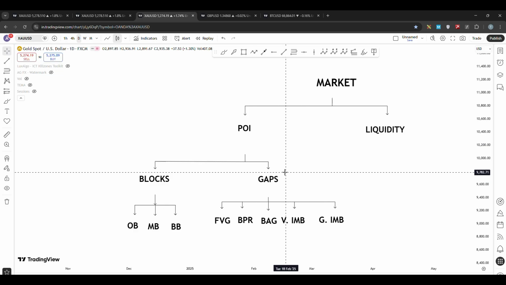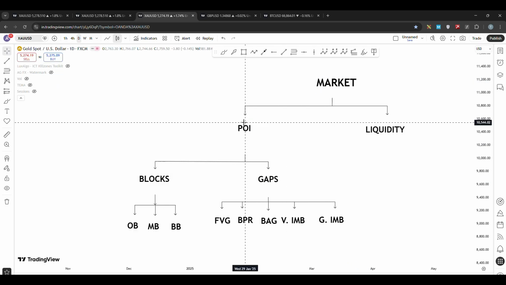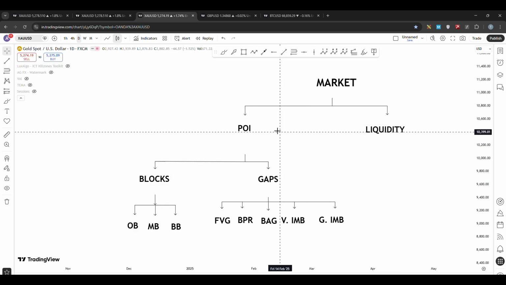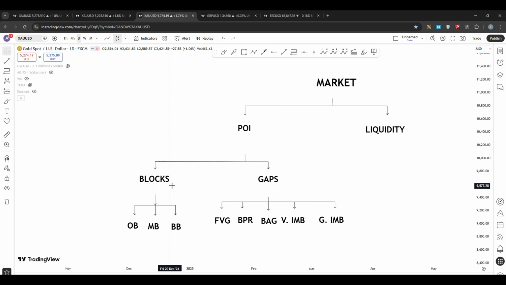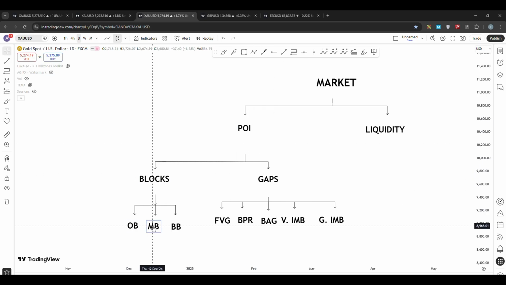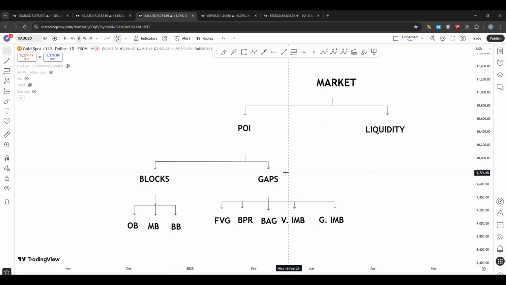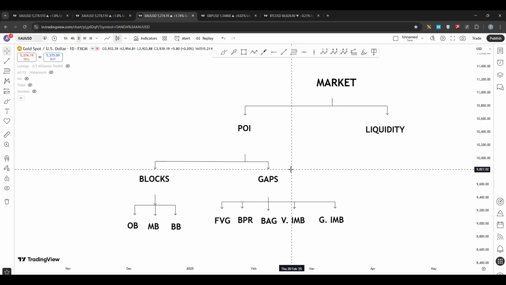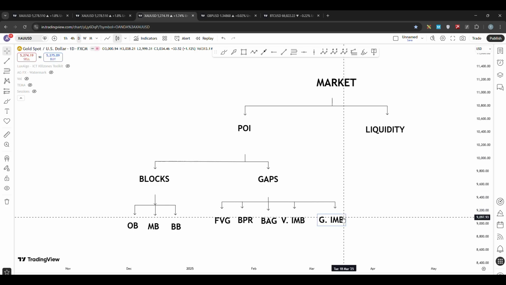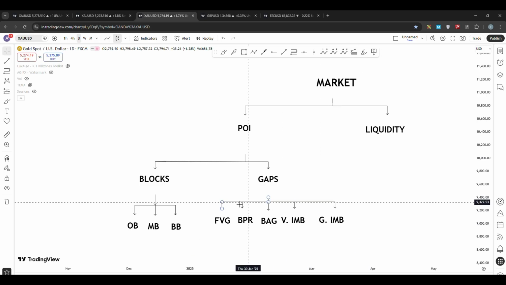Till now we have understood that a market has two things, POIs and liquidities, and inside POIs we have already studied about blocks such as order blocks, mitigation blocks and breaker blocks, but today we'll be studying about gaps, and inside gaps we'll be specifically studying these five things.